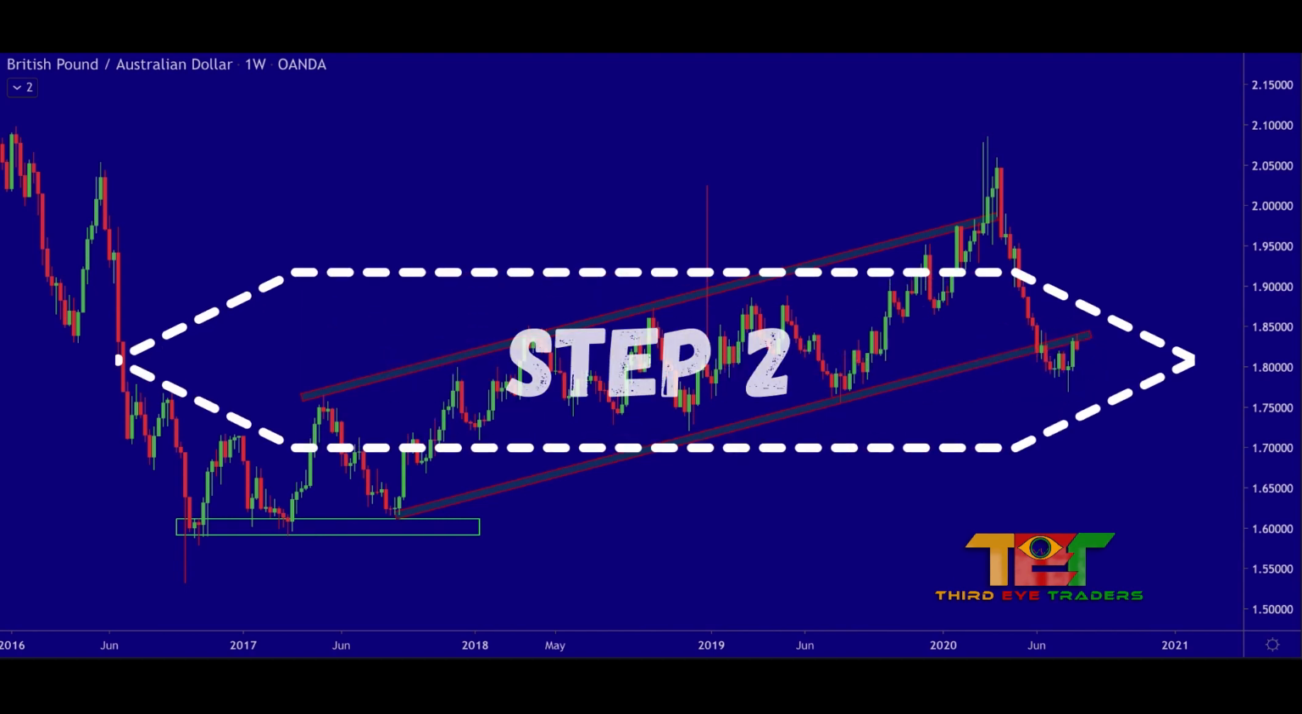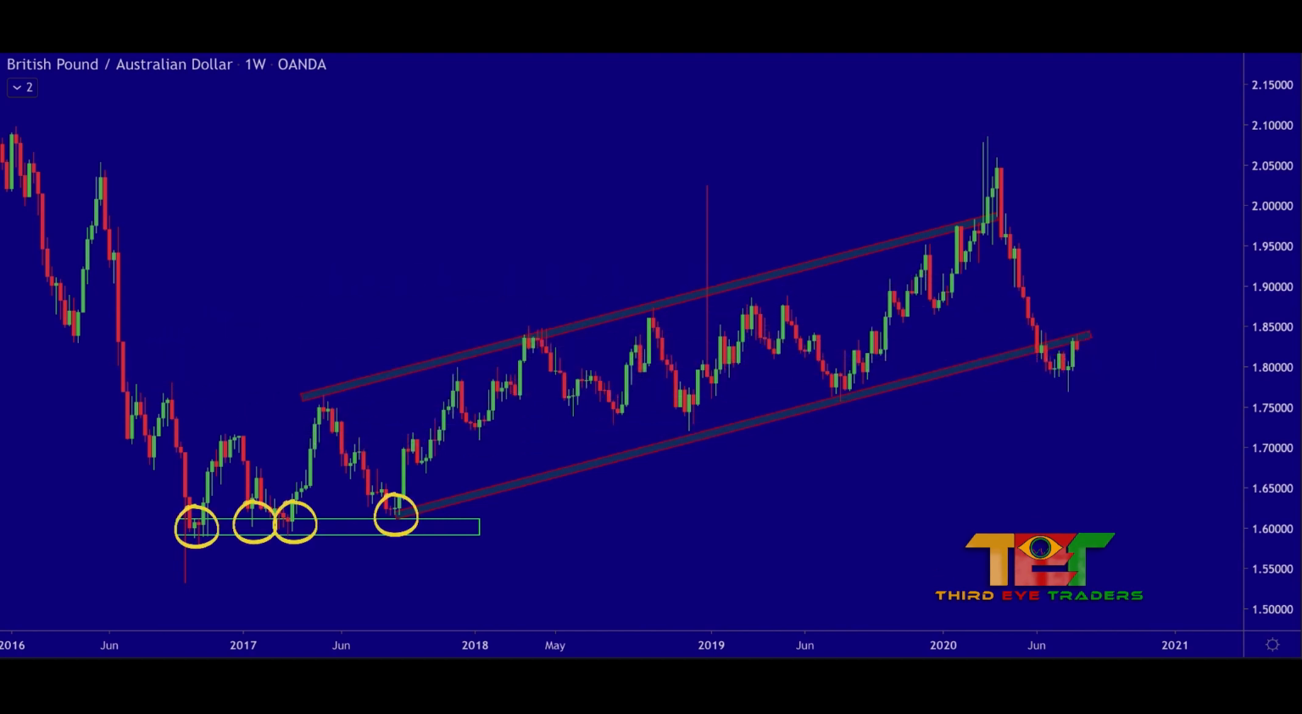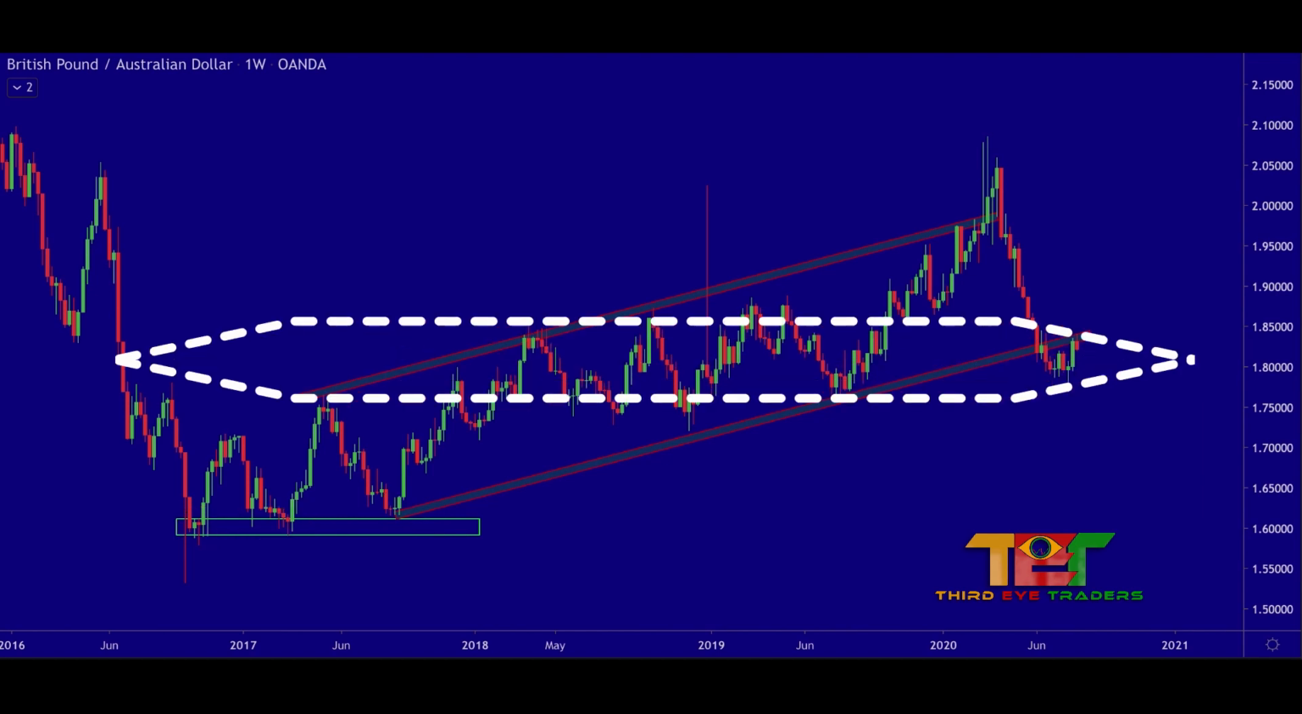Step number 2. Price action rejects that level while showing signs of exhaustion. Step number 3.